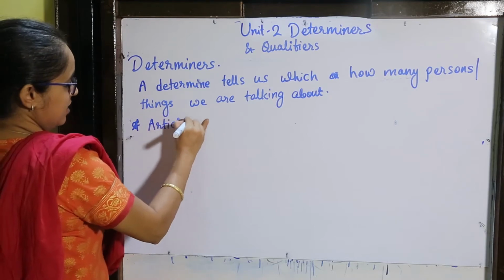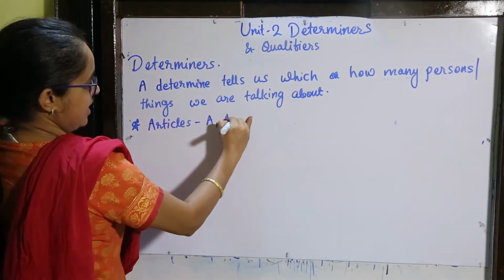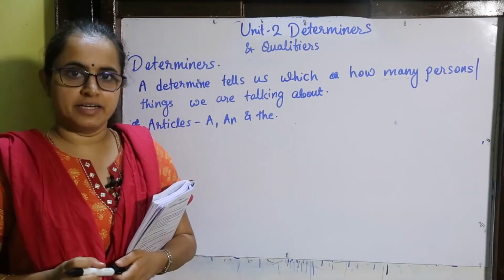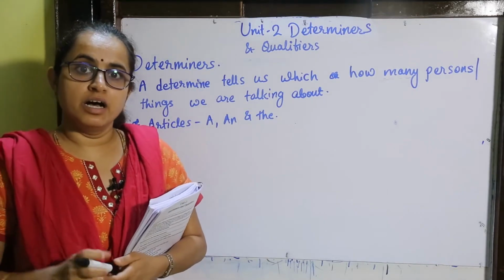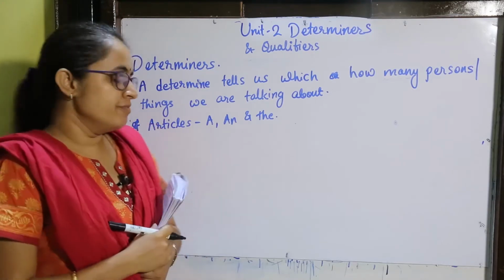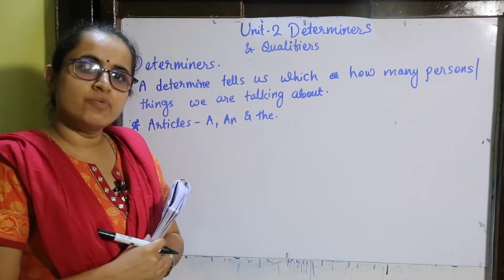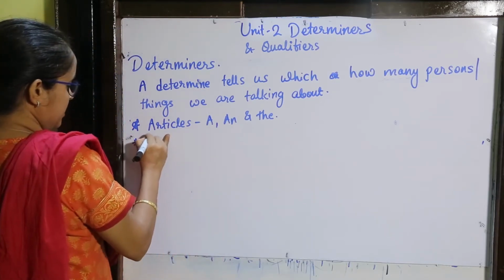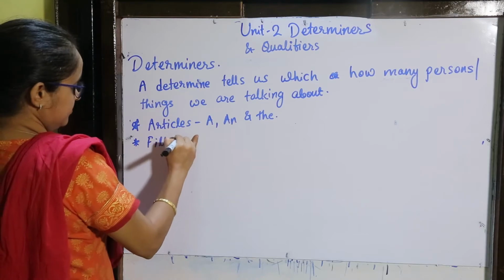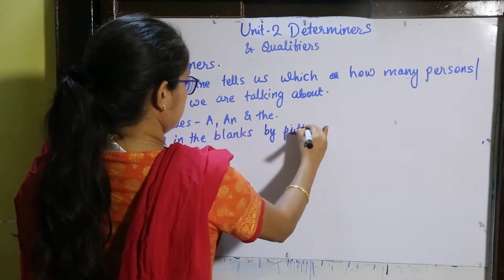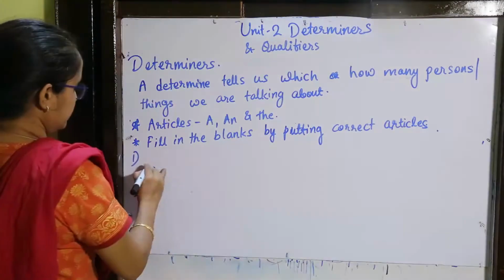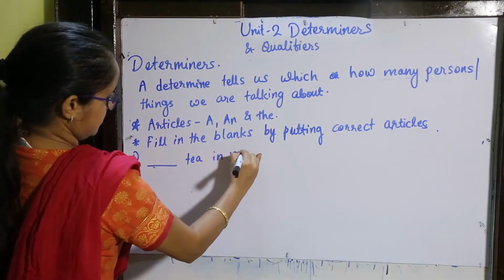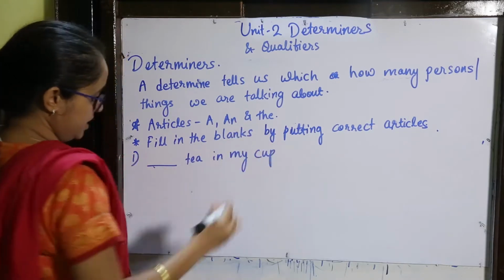Articles are a, an, and the. Now you should know how to use these articles in sentences. So we will do fill in the blanks for these articles. Write down: exercise, fill in the blanks by putting correct articles. Please write along with me.